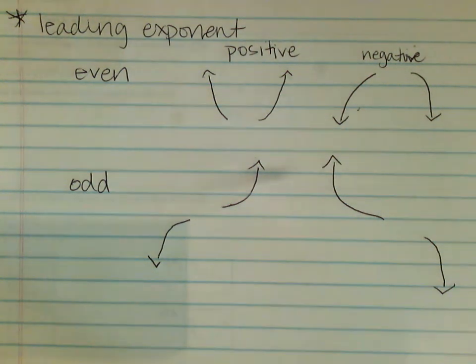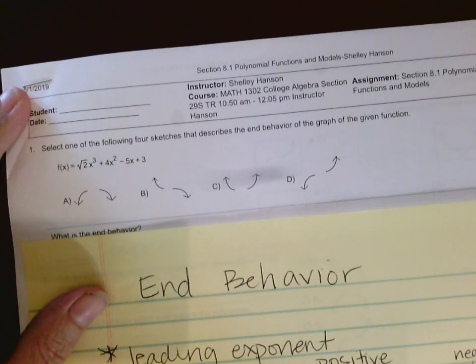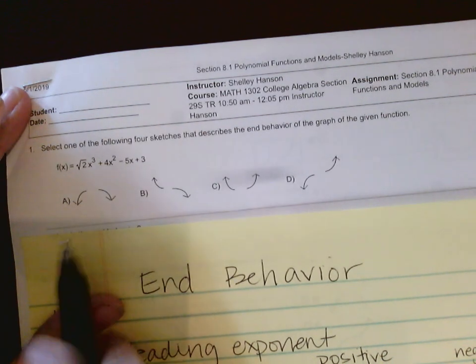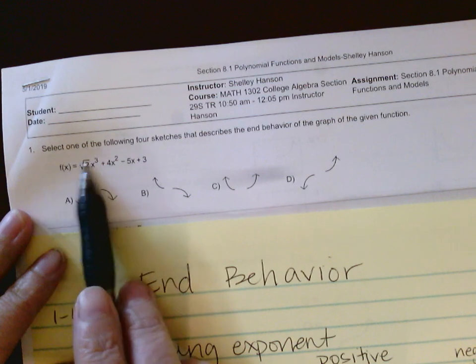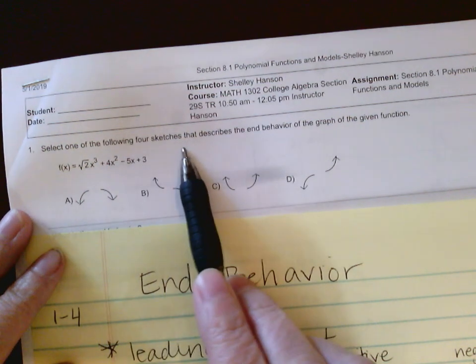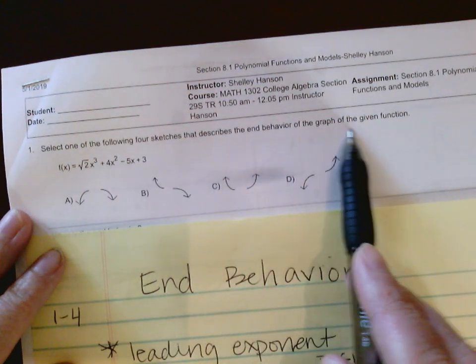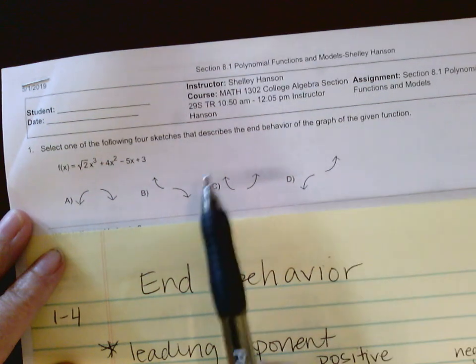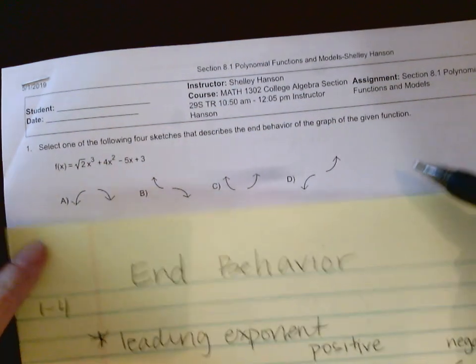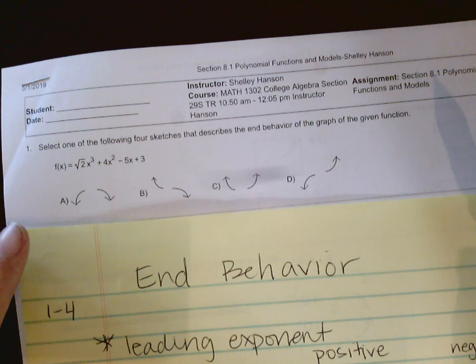Okay, in 8.1, the first 4 problems are going to be asking you questions on the lead behavior. The problems will look like this. It'll say, select one of the 4 sketches that describes the end behavior of the graph of the given function. The end behavior is talking about what the 2 ends of the graph are doing.